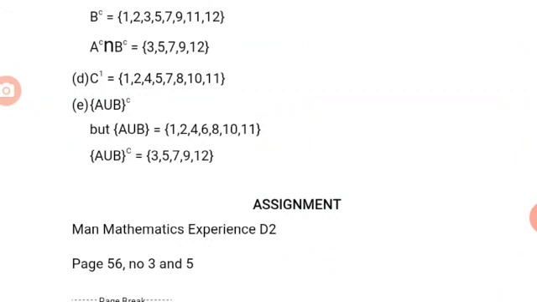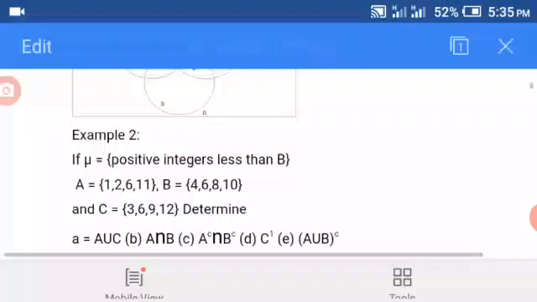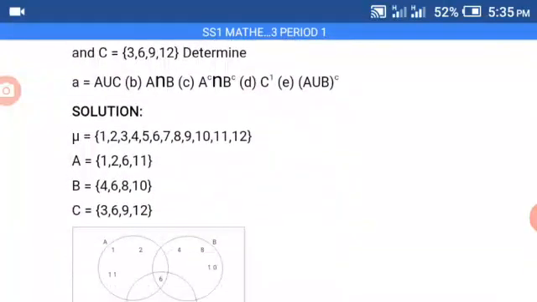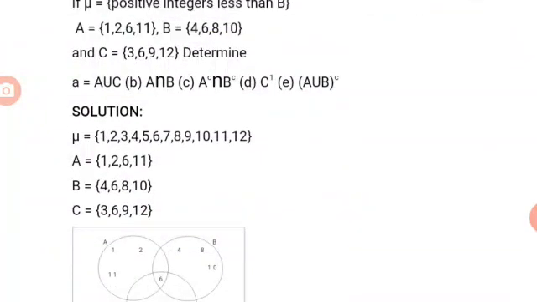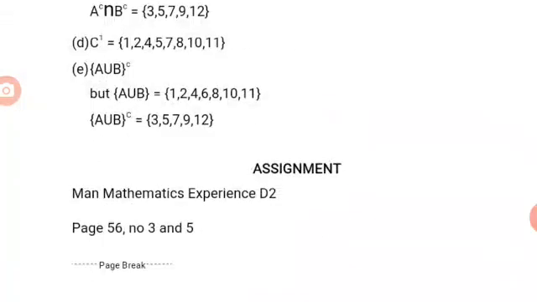So if A union B is 1, 2, 4, 6, 8, 10, and 11, then A union B complement will be what is inside the universal set but not in A union B. Is that clear? And that one is 3, 5, 7, 9, and 12. So they are very simple. Are we together?